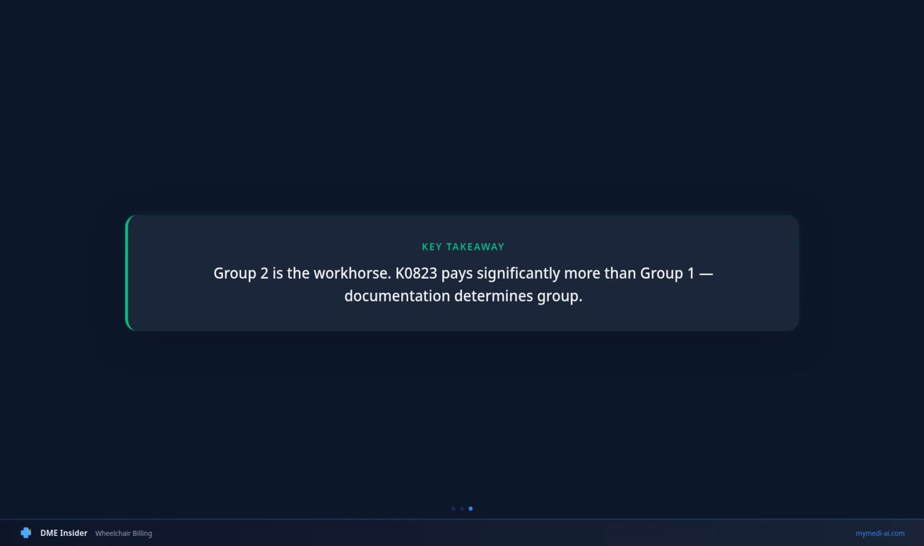The critical point: the group classification is determined by the patient's medical needs, documented through a comprehensive mobility evaluation. You cannot simply choose a higher group for higher reimbursement. The documentation must support it.